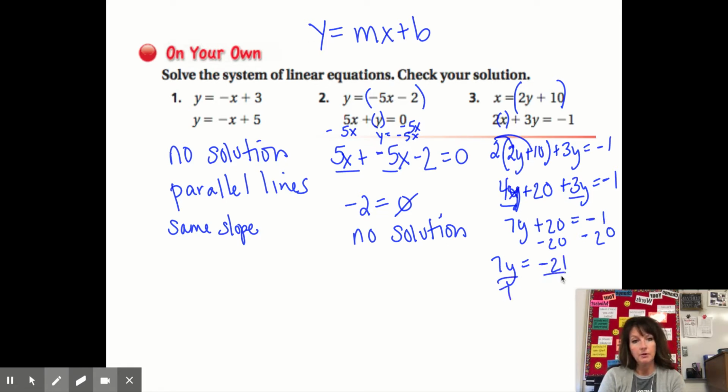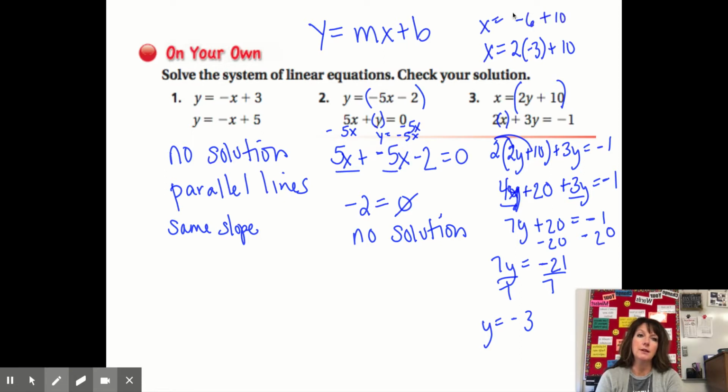So in this case, when we divide by 7, we'll get y is equal to -3. Since we have x is equal to 2 times -3 plus 10, x is equal to -6 plus 10, x is equal to 4. So my ordered pair is (4, -3), all right?